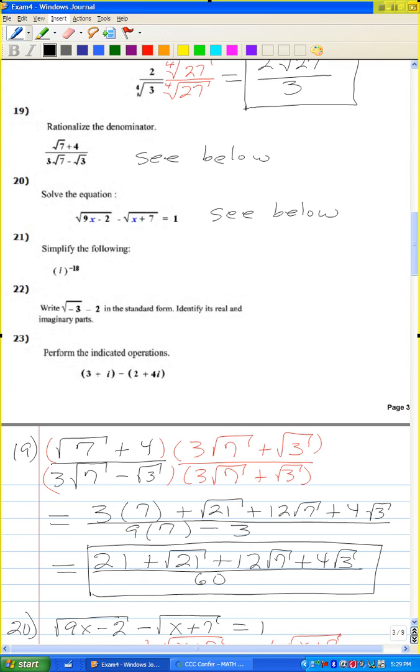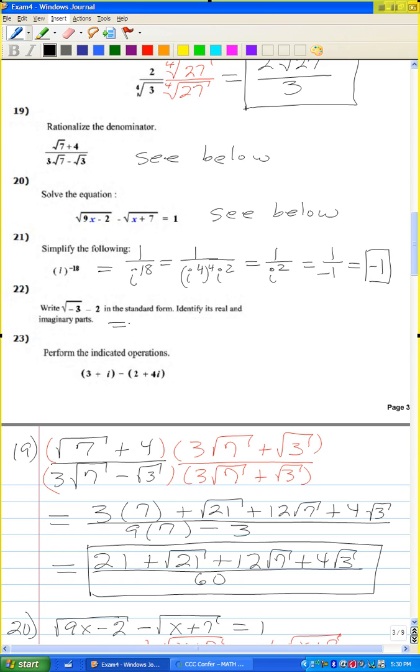Okay, so let me do problem number 21. I to the negative 18 is the same as 1 over I to the 18. Well, 18 divided by 4 is 4 with the remainder of 2. I to the fourth is 1. So this is 1 over I squared, which is negative 1. And so your answer is negative 1.